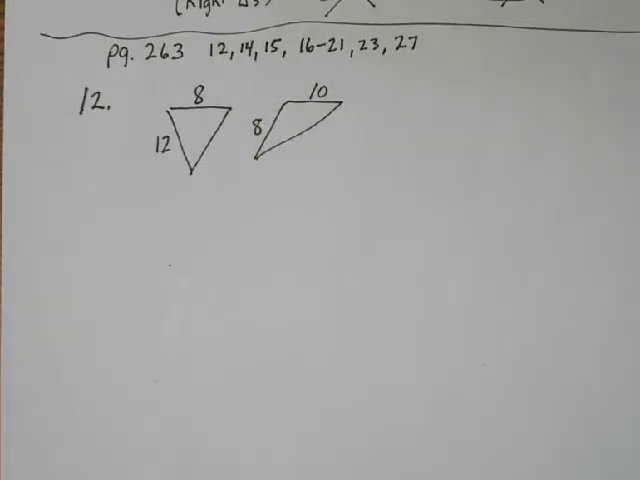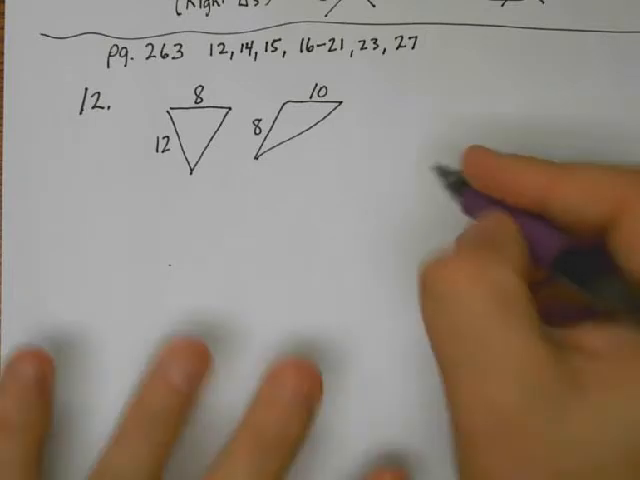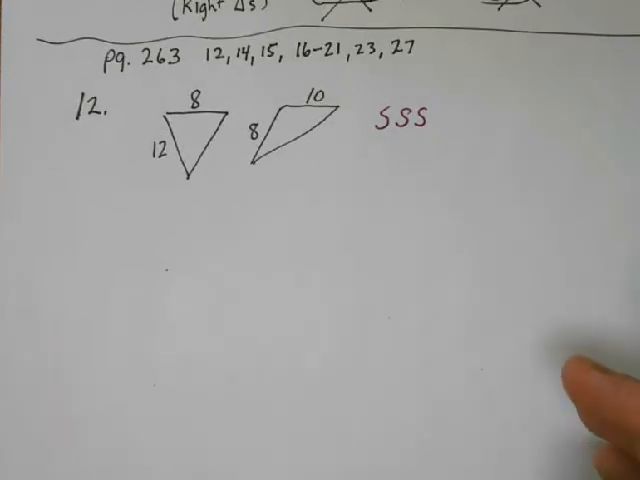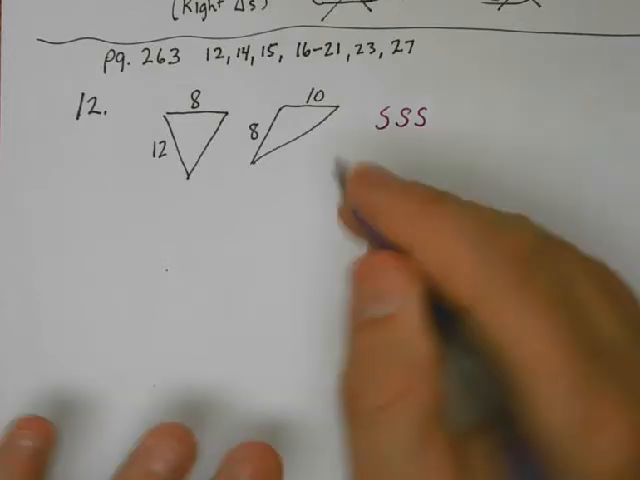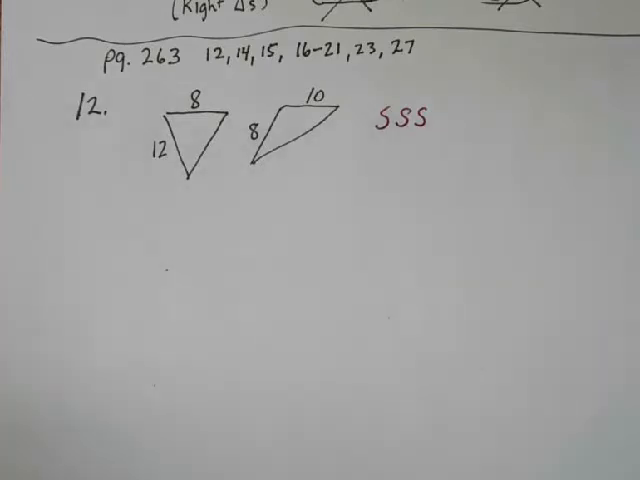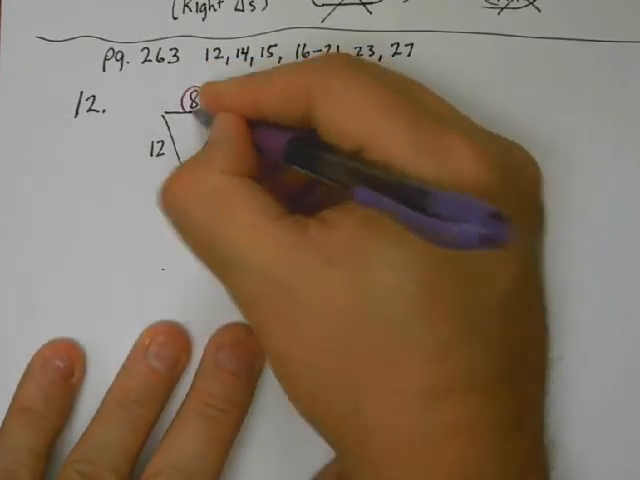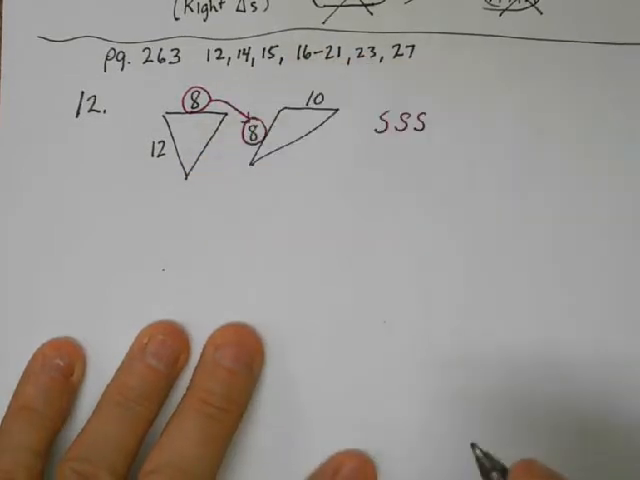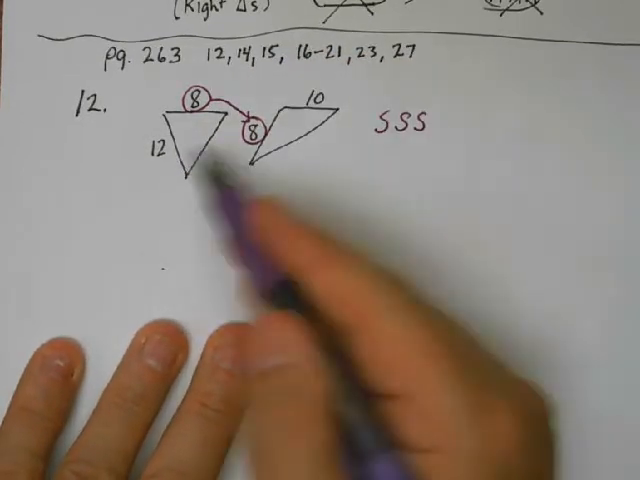Okay, so the directions say, prove that the triangles are congruent or explain why this is not possible. Well, when I look at this, I'm trying to use the side. That means I want all 3 sides of one triangle congruent to all 3 sides of another. Well, if I twist and rotate these, 8's going to equal 8. Everyone okay with that? But 12 doesn't equal 10.